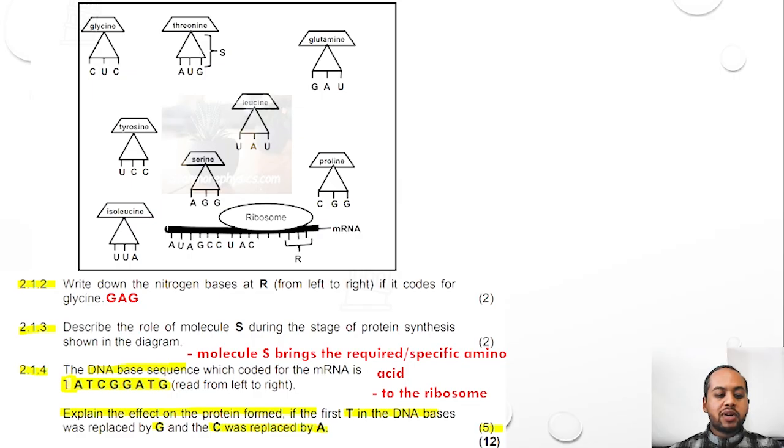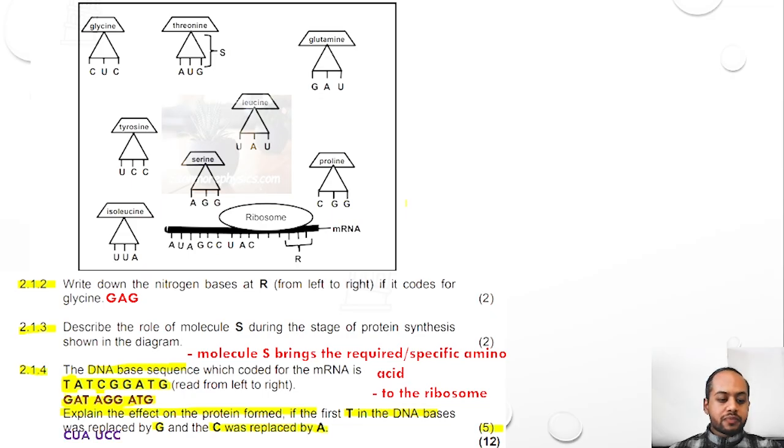The first T was replaced by G and the C was replaced by A. What would the new DNA base sequence now be? It would be GAT, AGG, ATG. That is what the new DNA base sequence would be. If you're explaining the effect that this will have on the protein, then you need to explain the effect of this DNA sequence on the new mRNA codons. The new mRNA codons will now code for different amino acids, and different amino acids are going to possibly form different proteins.